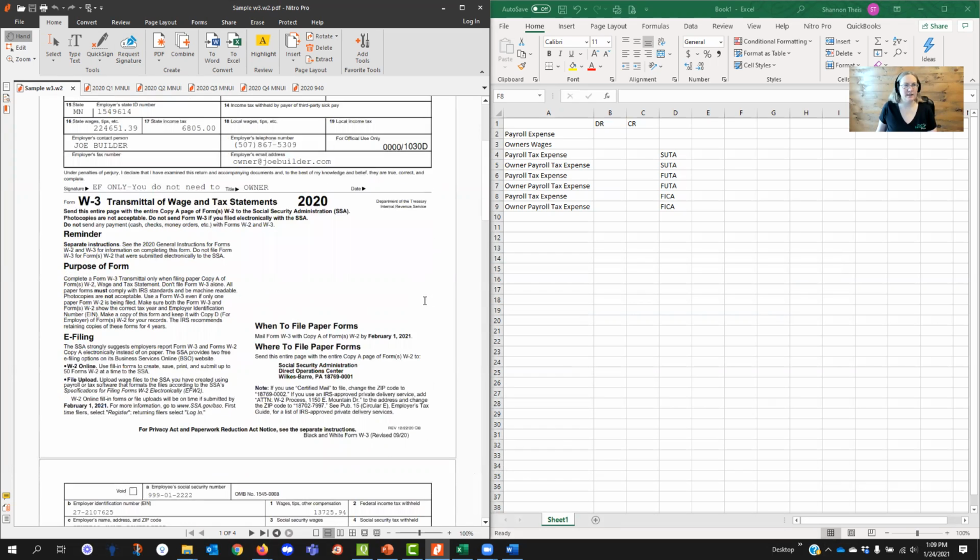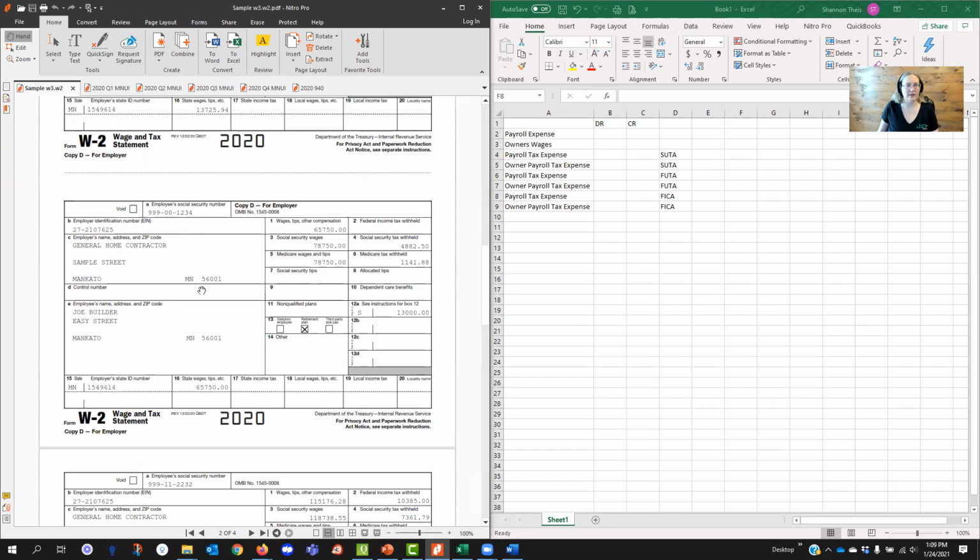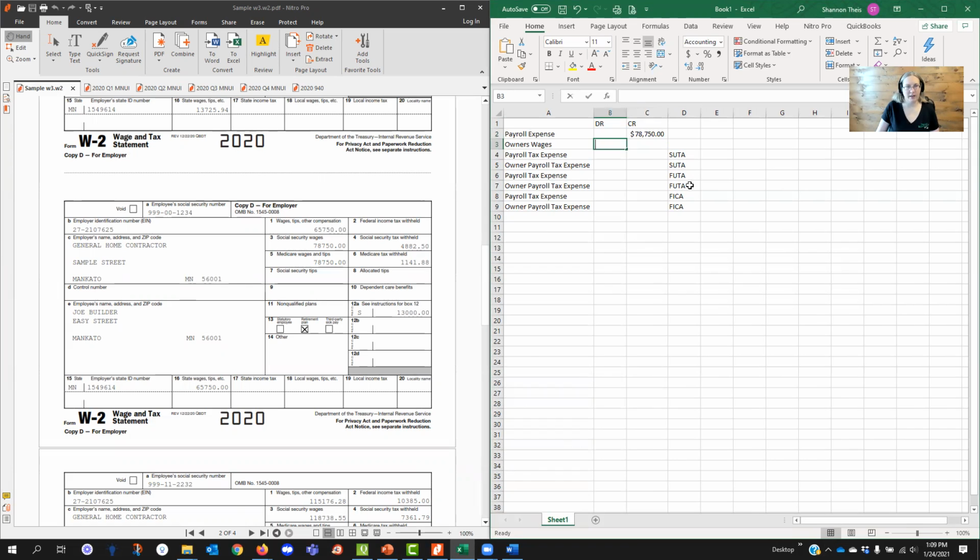So I just created a sample company here, and Joe Builder is the owner of this company. So we are going to enter a credit for the gross wages, which is the 78,750, not the amount that appears in box 1 or 16, because that is the total wages less the retirement.